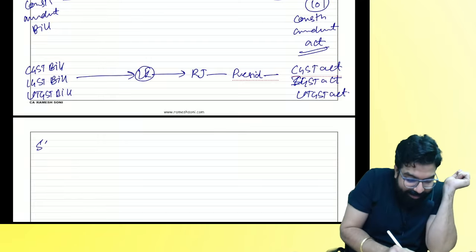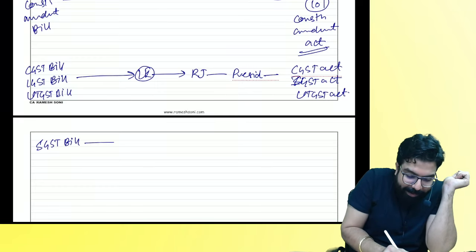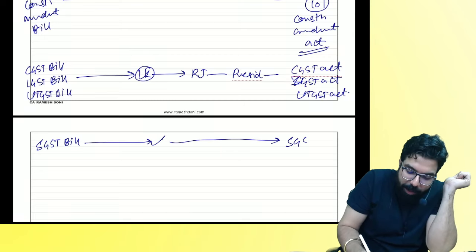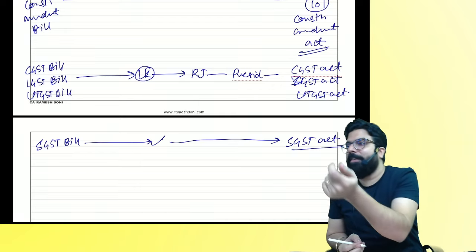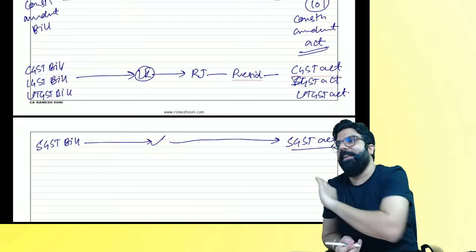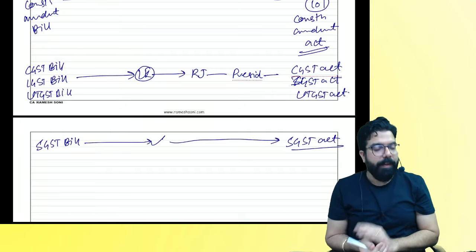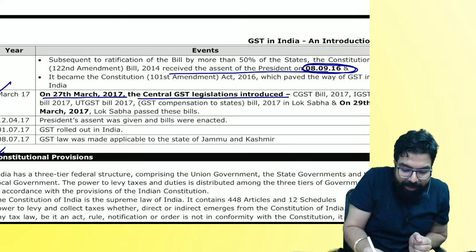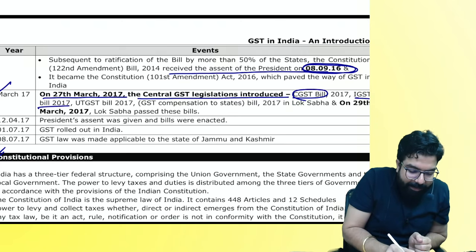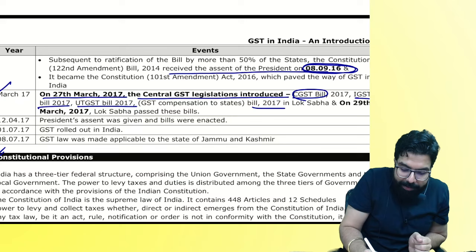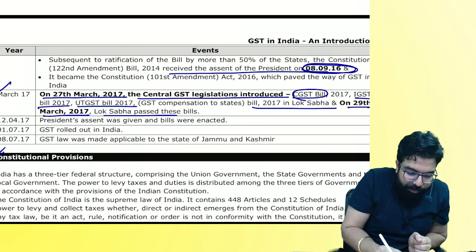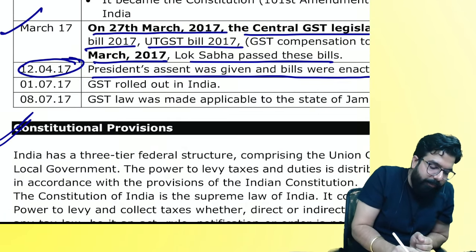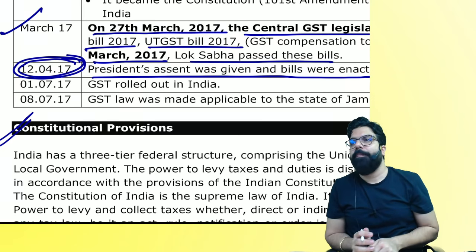Sir, SGST? State. So, the SGST bill was introduced by the respective state in their state Vidhan Sabha. And then it was passed and it became what, SGST? So Karnataka also passed the Karnataka SGST Act in the state legislature. Are we clear, everyone? See here. On 27th March, the central legislation introduced the CGST bill, IGST bill, UTGST bill in the Lok Sabha. And on 29th, the Lok Sabha passed it. The President gave the sign and the bills were enacted. It means 2017, 12th of April, all the bills were passed.